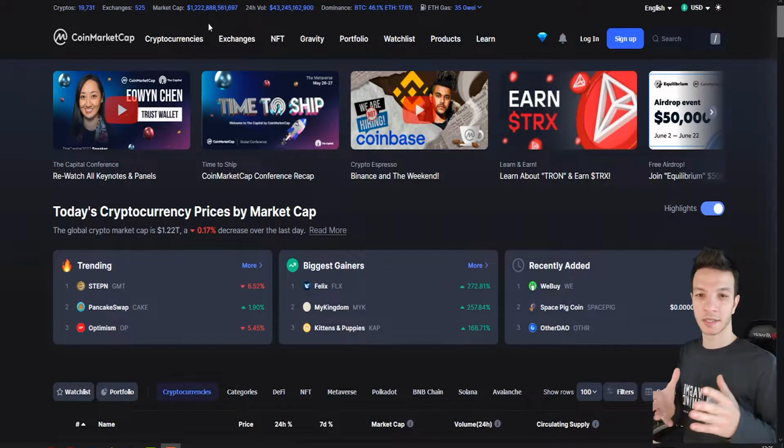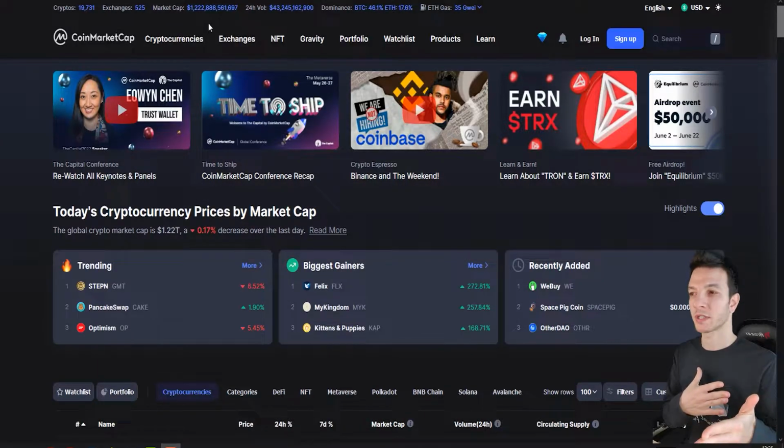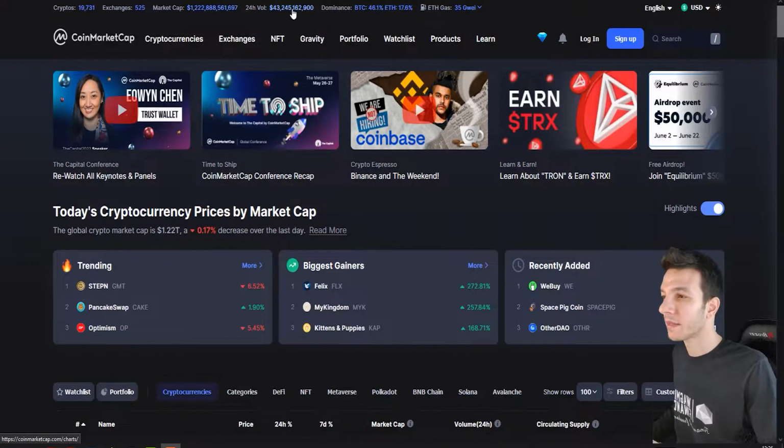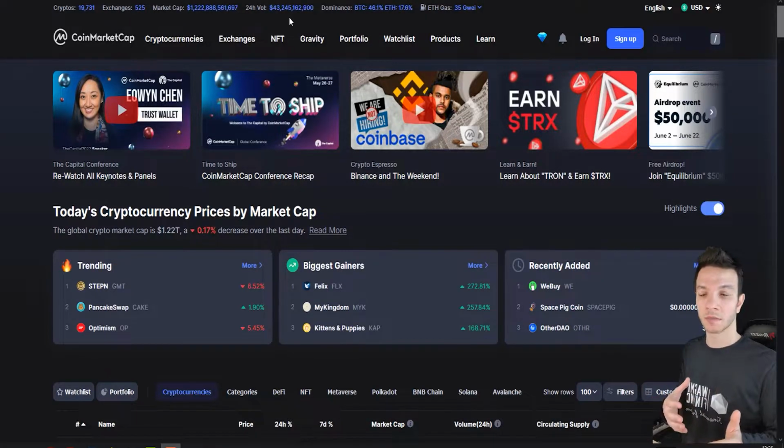The next one we have here is market cap. What this number tells you is that if you take all the crypto projects in the world and add their value together, how much money is invested in these projects, you will end up with this number. So it's 1.23 trillion. The next one is the last 24 hours trading volume. It's not that important for you right now if you are just a beginner.